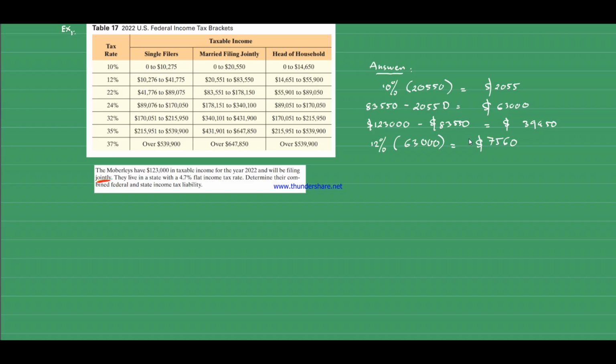Okay, then we apply 22% on 39,450. You see that when you do the income tax, it's boring, right? I mean, there's a lot of calculation. That's why nowadays they use the calculator, they use the software, because we don't do software. I mean, you gotta do it like this. It's easy to make mistakes. 22 divided by 100, you multiply by 39,450, gives you 8,679.